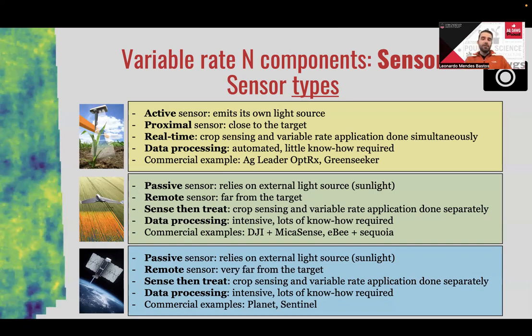So some examples that we're going to be using in class include Planet and Sentinel. Planet would be the most popular private provider of satellite imagery, and Sentinel is the public version of that, or the most popular public version of satellite imagery these days.